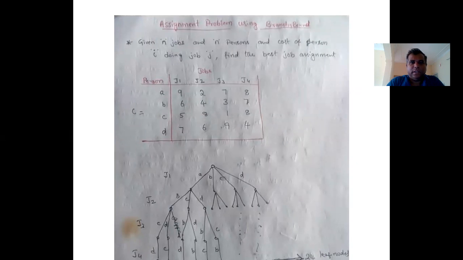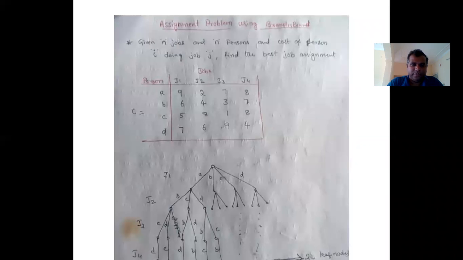Today we are discussing the assignment problem using the branch and bound designing technique. In the assignment problem, n jobs and n persons are given, and the cost of doing the ith job by the ith person is also given. Our aim is to find the best assignment to complete the task with an optimal value, that means with minimum cost.